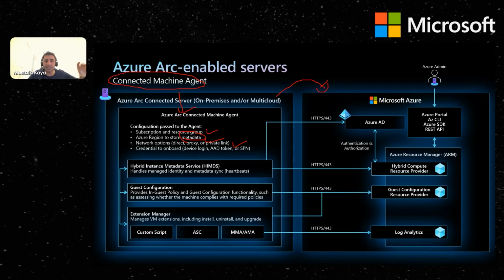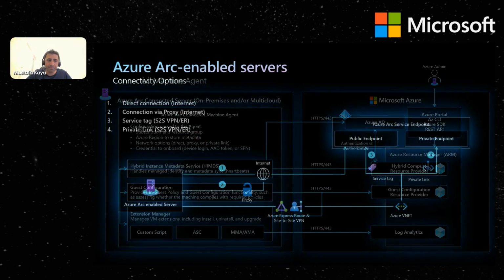After we install this connected machine agent on your on-premise server, it authenticates with Azure Active Directory using an authorization method. And after that, that's the connected machine for us. We can manage it like an Azure virtual machine from the Azure portal, with Azure CLI, with Azure REST API. That's part of Azure Resource Manager. It gets a resource ID and behaves like an Azure virtual machine.